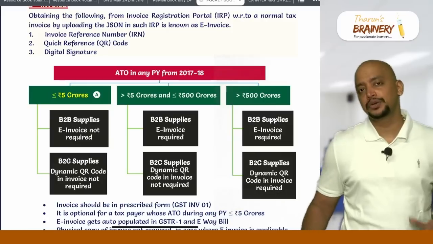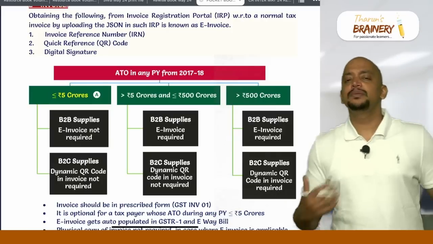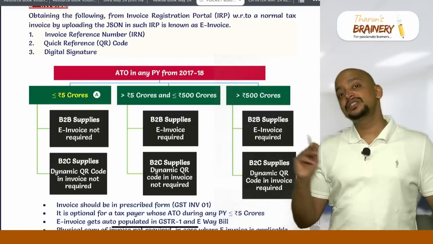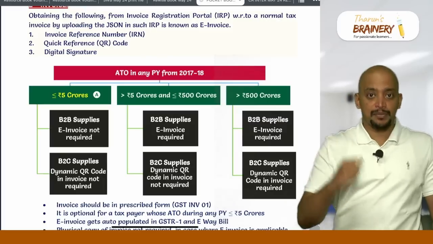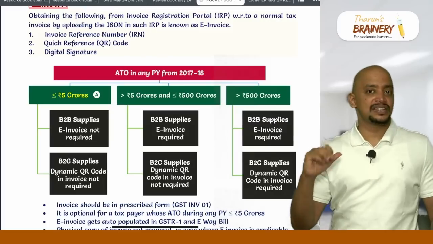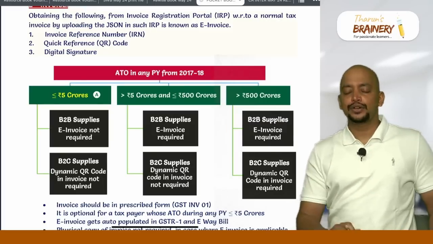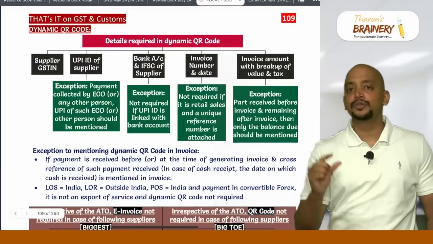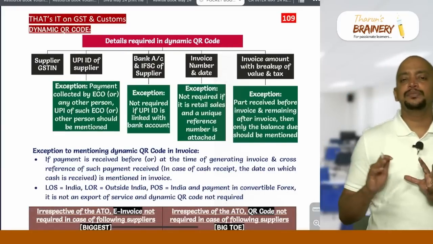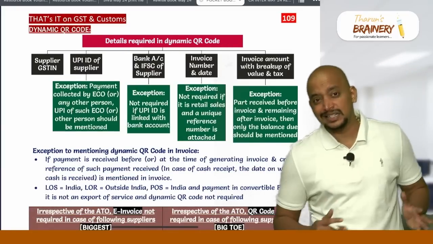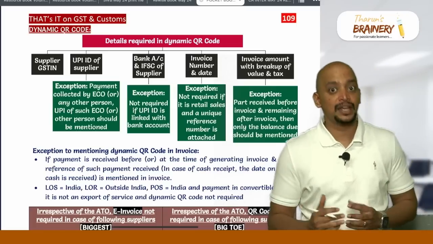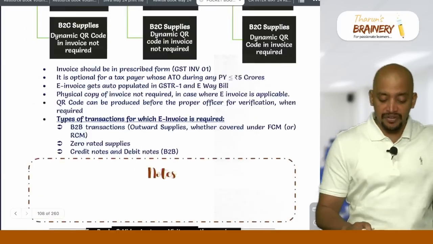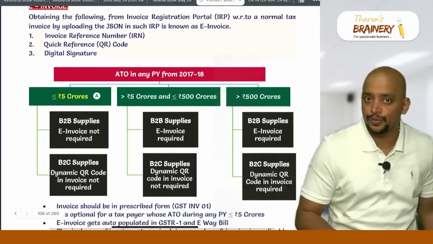Then what is dynamic QR code? Dynamic QR code will be applicable in case of B2C supplies, and dynamic QR code is simple. Whenever we need to collect the payment by scanning the QR code, that is called a dynamic QR code. Dynamic QR code is prepared by embedding a few fields into it. Dynamic QR code is mainly to bring digital transactions or accounted transactions into the economy. But the dynamic QR code is different from the QR code we have in E-invoice.